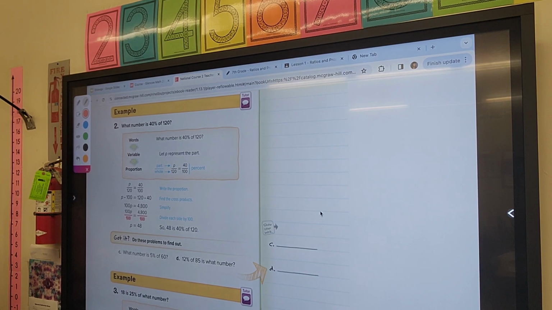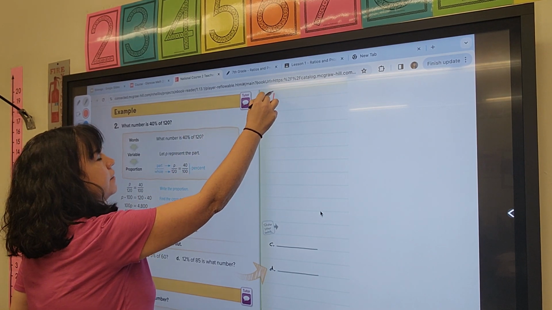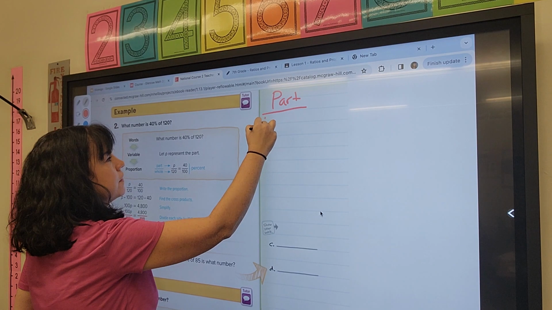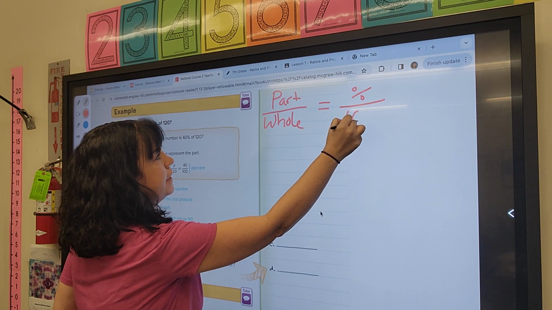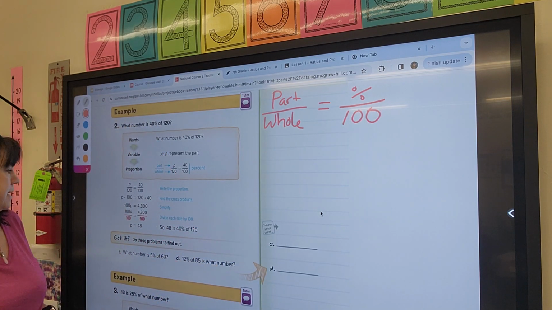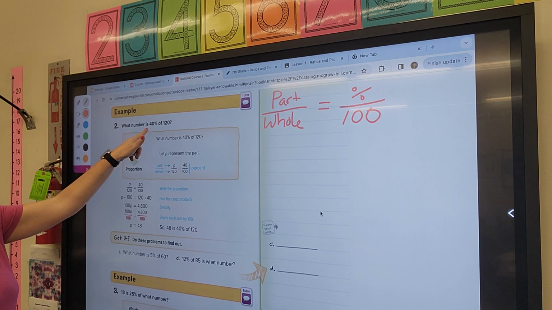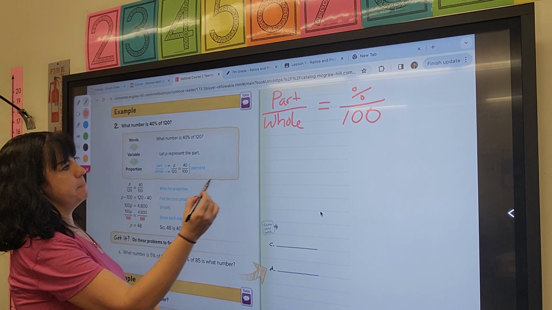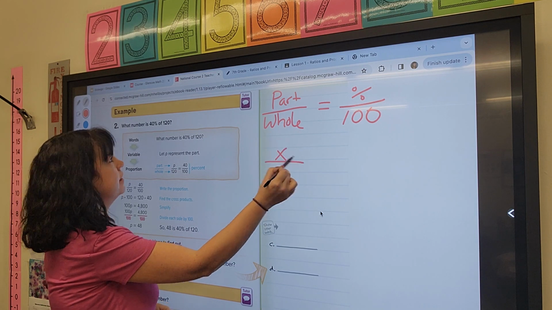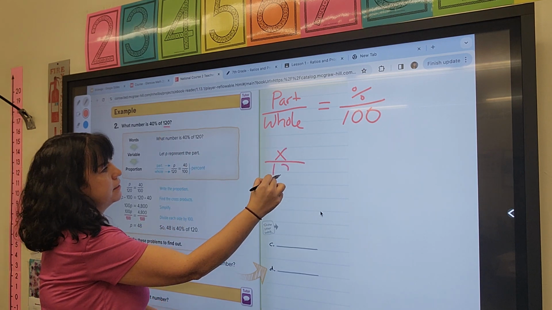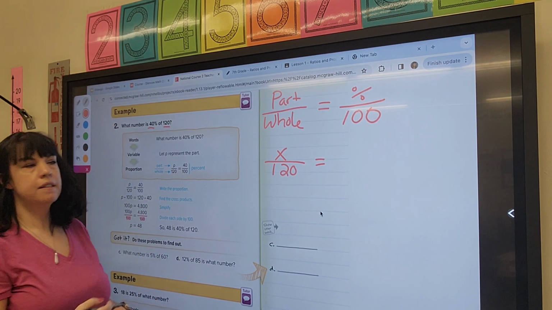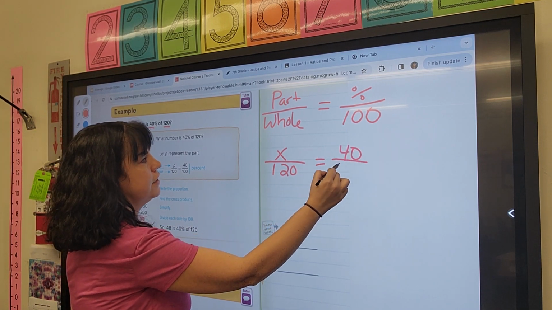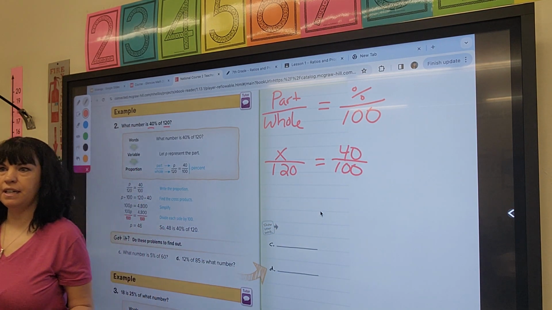The part. We're solving for the part. So we're gonna use part over whole equals percent over 100 again, and we're just gonna plug in our values. We have 40% in 120, so we don't know the part this time, so I'm gonna use X for that. The whole is 120 equals, the percent is 40, so 40 over 100.